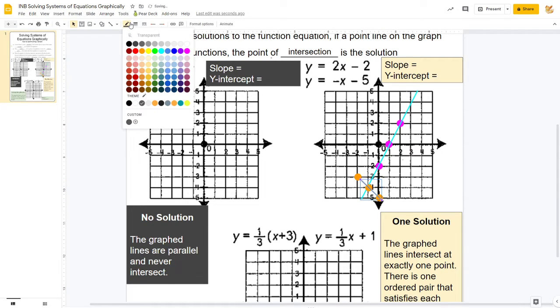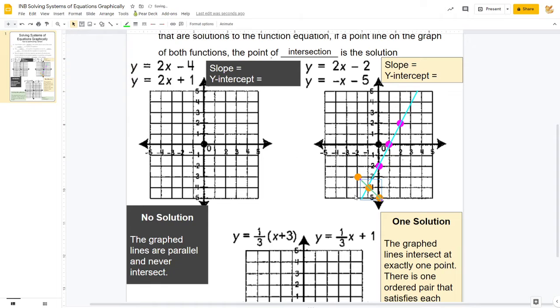There's my line. Make it a bright color, let's say green. There we go. Okay, so as you see, my two lines intersect at one point. It's (-1, 4). So that's being shown there.